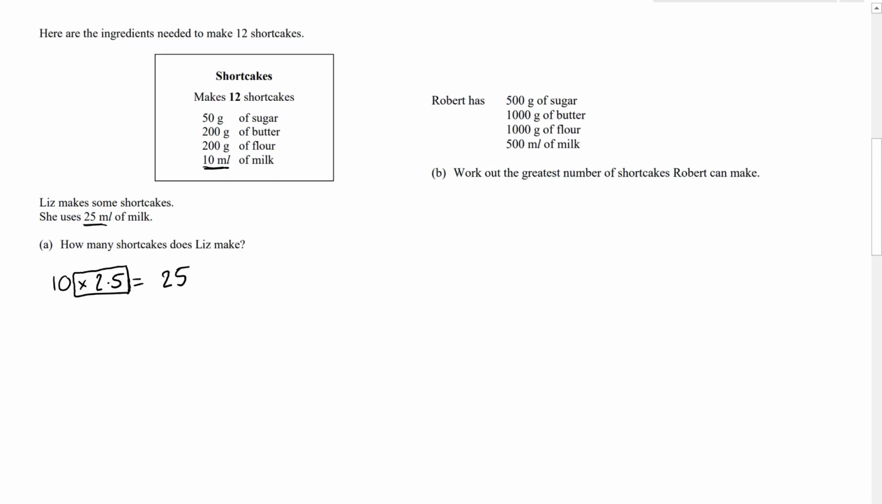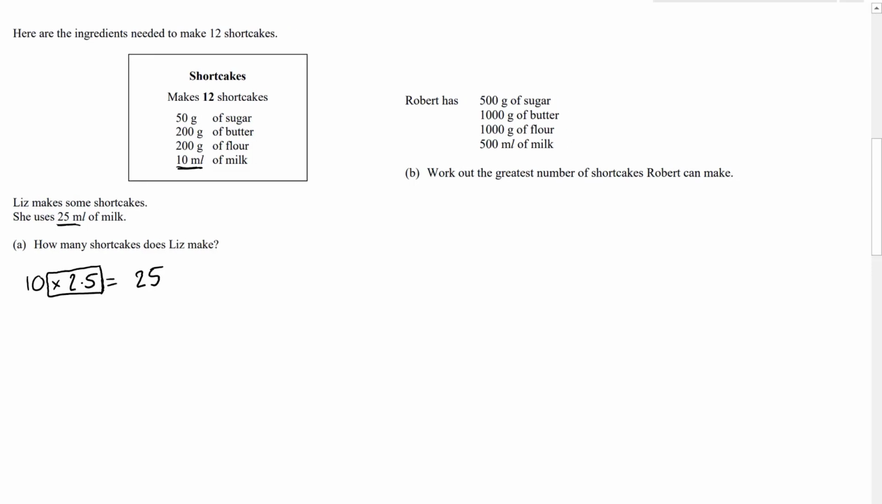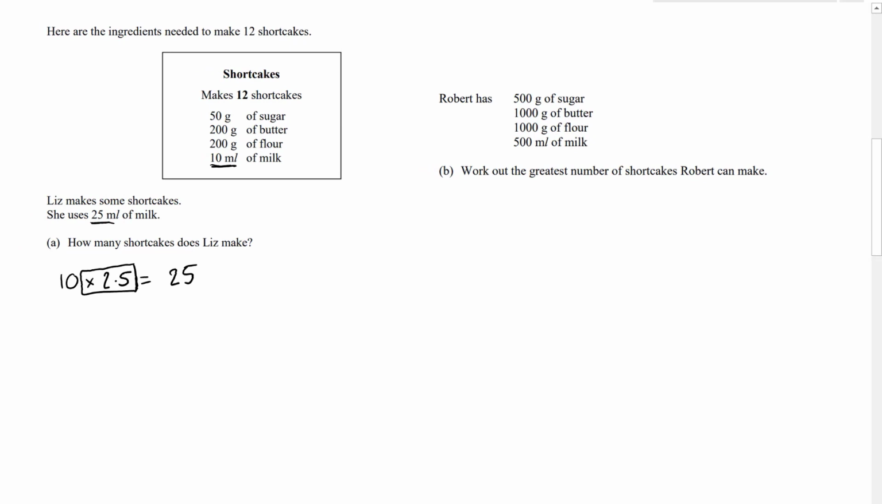And what that means is that if this is what we're doing to the milk and we're still managing to get some shortcakes, it has to be done for all of these ingredients. And if it's done for all of these ingredients, it also has to be done for the amount of shortcakes that we're making. So we have to take the 12 and then times the 12 by 2.5, and 12 times 2.5 will give you 30 shortcakes.